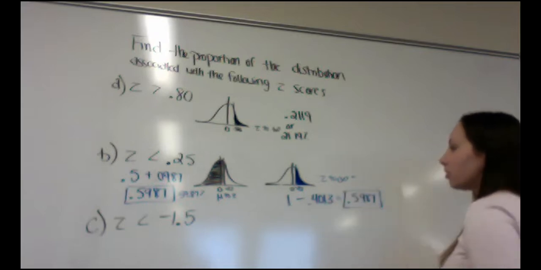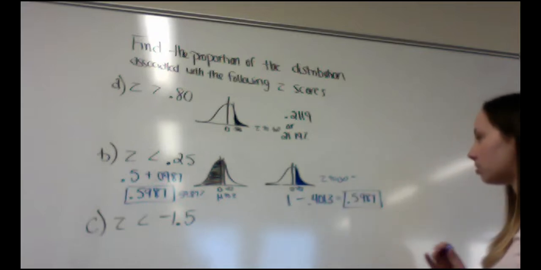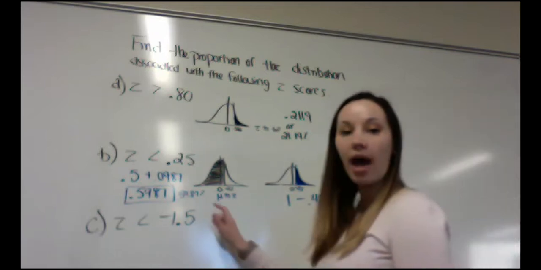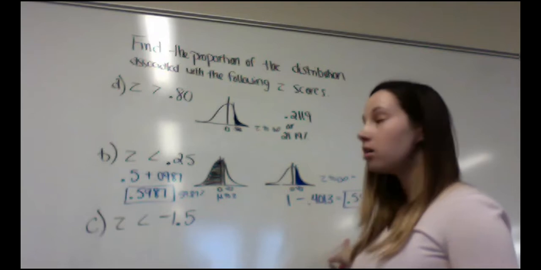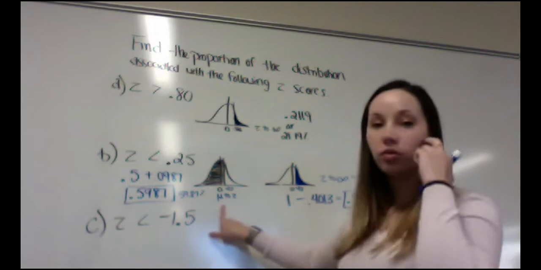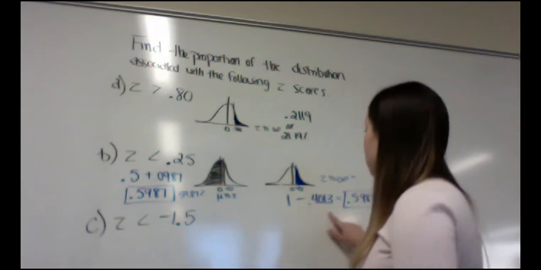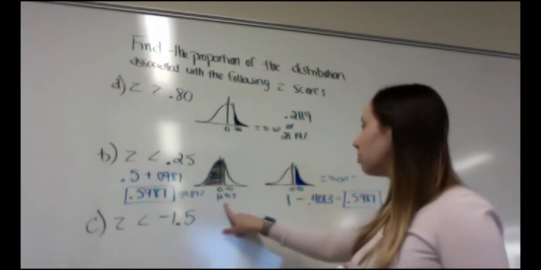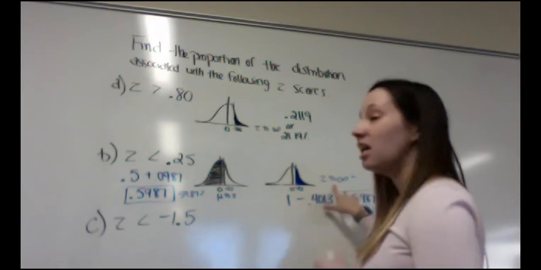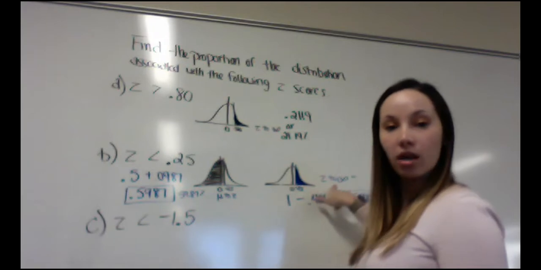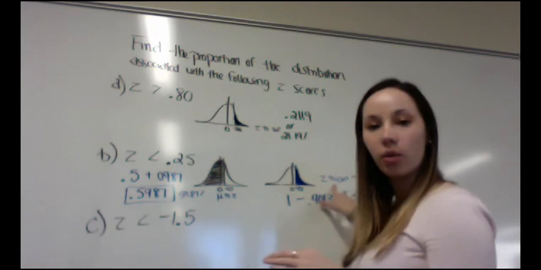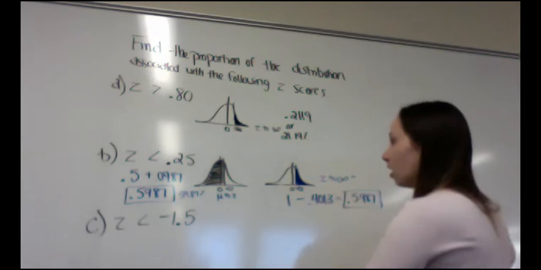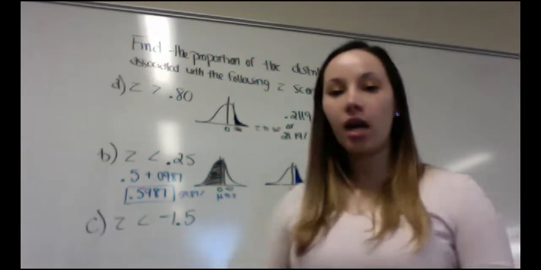So no matter how you do it, you get the same answer. Whether you want to add 0.5 or subtract from 1, you still get the same answer. So depending on whether you want to use your z to infinity column or your mean to z column, that doesn't matter, just as long as you understand the concept and how to use those two columns properly. That's really what we're interested in. So that's A and B. Now let's move on to C.